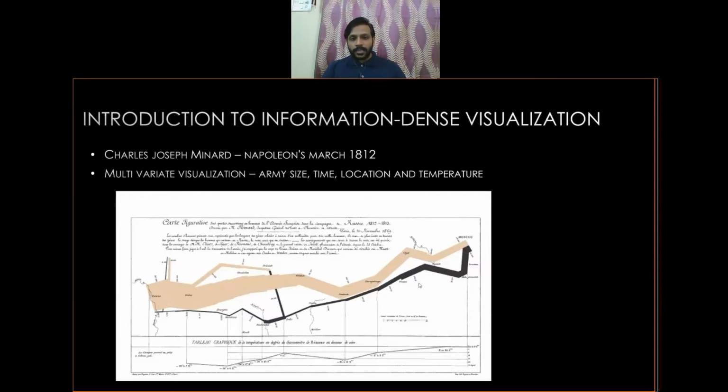The black color shows the retreat of the army after their losses, and we can see so many variables on this graph. This is called multivariate visualization. We can see the army size and its location over time. If we look at the small graph at the bottom, we can see the temperature related to the army's retreat. The temperature gets really cold towards the end of the retreat phase. This is an example of an information dense graphic which shows many aspects and tells a story in and of itself, which makes it a masterpiece of data visualization.